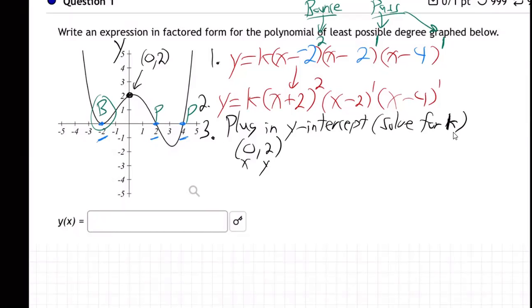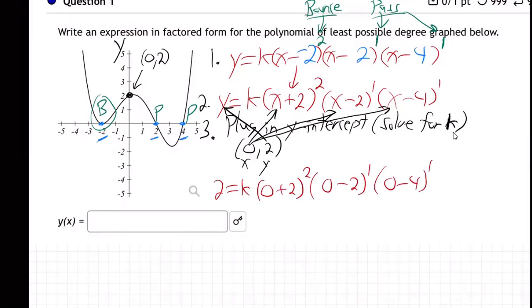So let's plug that in. You plug in 2 for y and 0 for x. And so we get 2 for y, 0 for x. 2 for y, 0 for x. So there's x, x, x, and 2 for y.